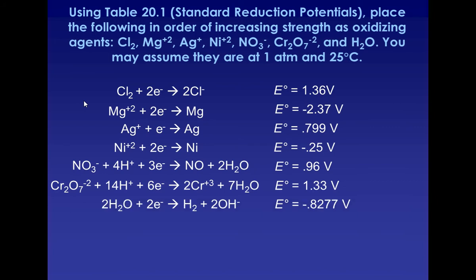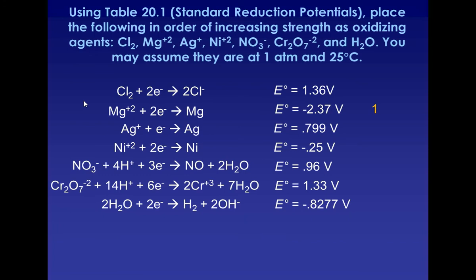If you go look on your chart for that Table 20.1, you would see all seven of these reduction half reactions. Because we want to order them based on their strength as oxidizing agents, we know that these are all being written as reductions, and that's what an oxidizing agent is. So the more positive that cell potential, the more effective it is as an oxidizing agent. So I want to order these from smallest to biggest, since I wanted to do it based on increasing.